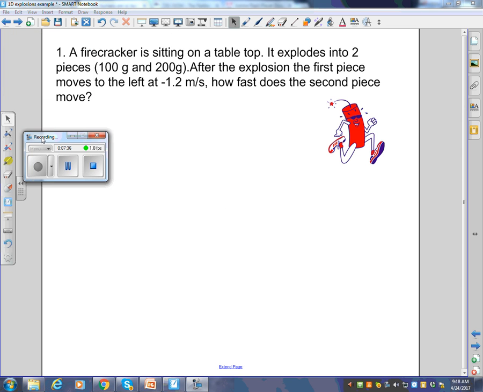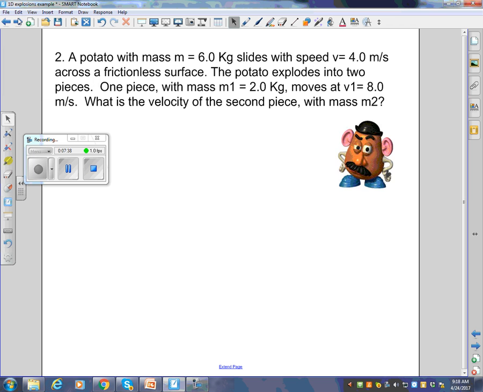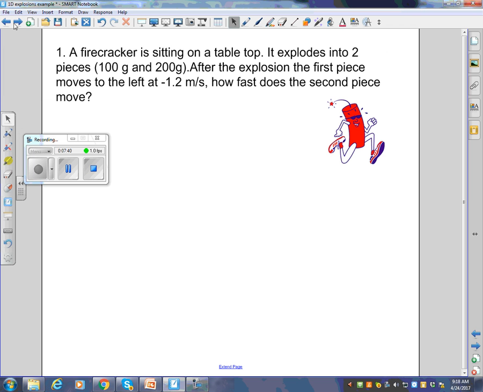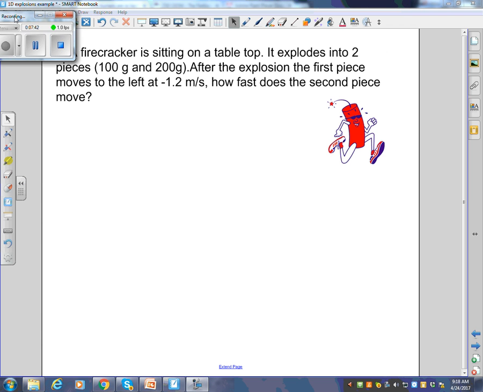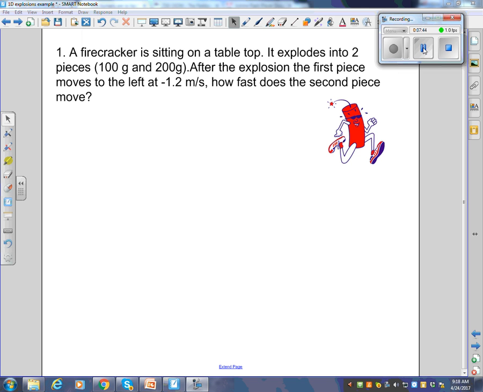Alrighty. So I've got 2 examples. Shall I do this one, or do you want to try it here? I'll give him a shot. Hey? Give him a shot? Yeah. A firecracker sitting on a tabletop explodes into 2 pieces that are 100 grams and 200 grams. After the explosion, the first piece moves to the left at minus 1.2. How fast does the second piece move?